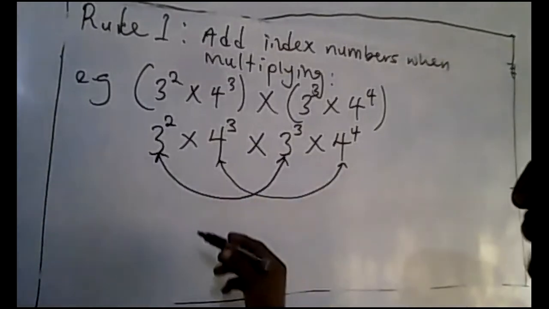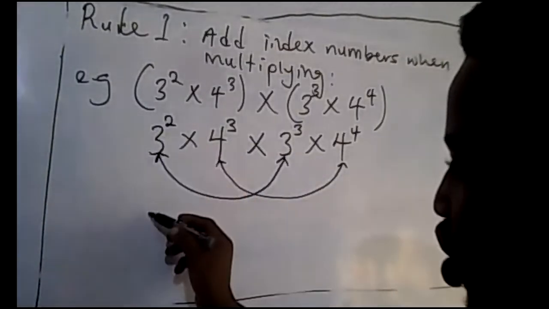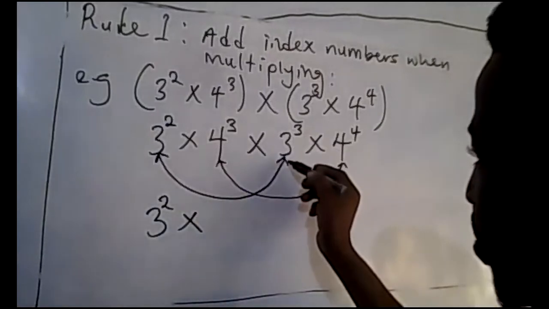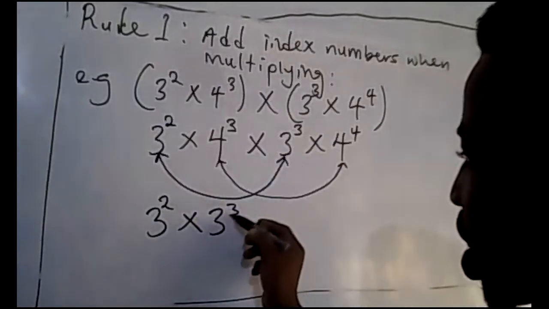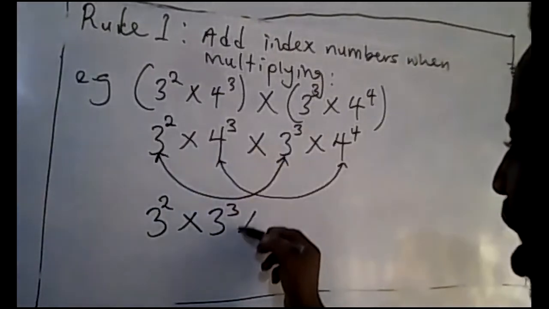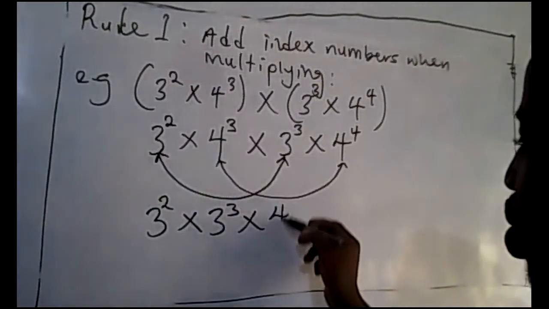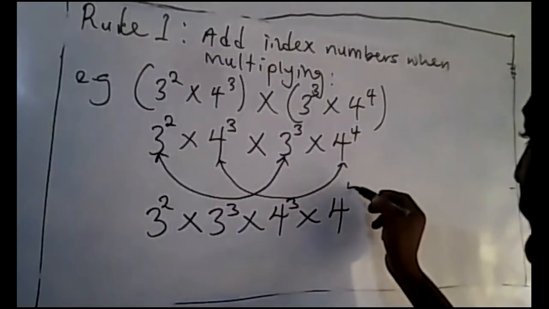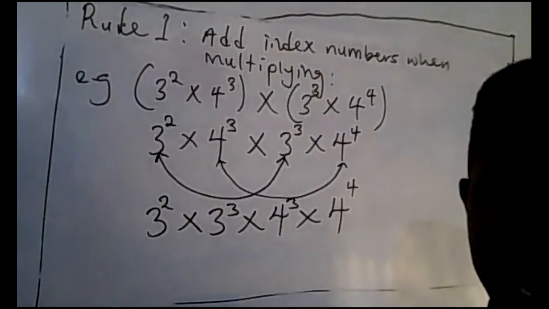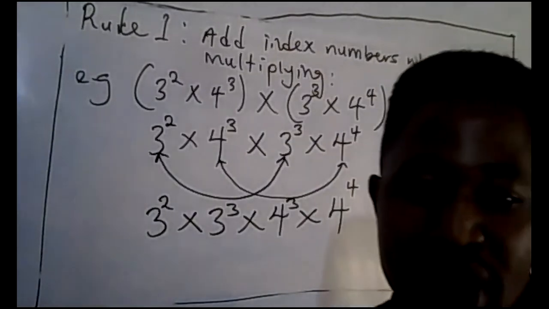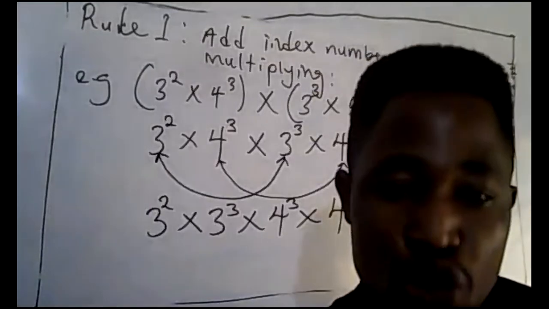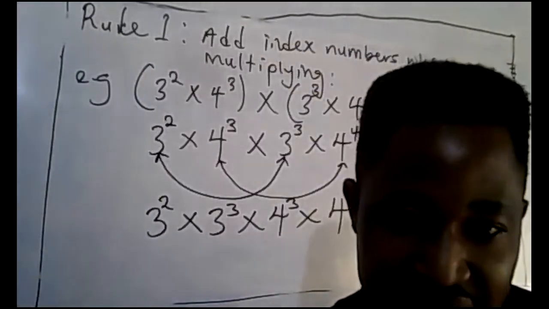So we need to rewrite them this way. Bring this one down. The first one you have 3 raised to power 2 times, followed by this 3 raised to power 3, followed by this times 4 raised to power 3 times this 4 raised to power 4. Yes, we've been able to marry or bring together the like terms.